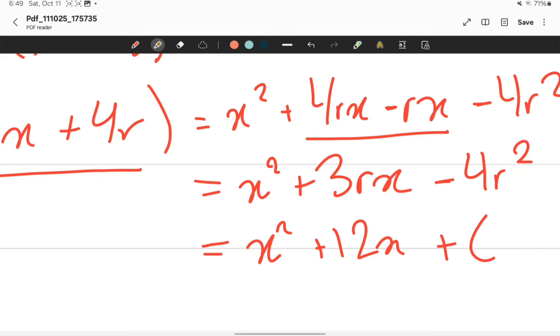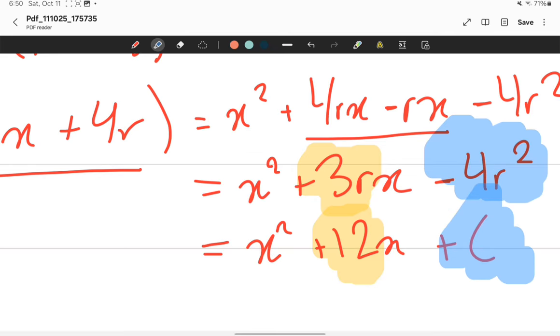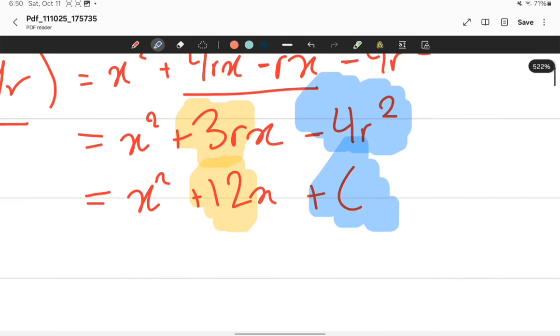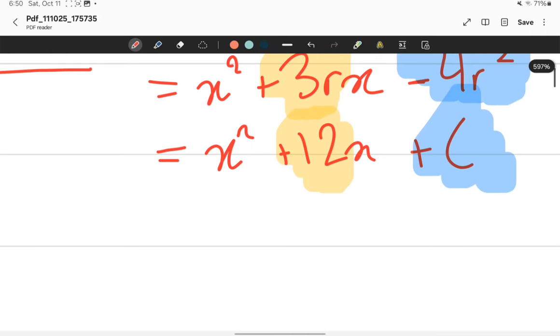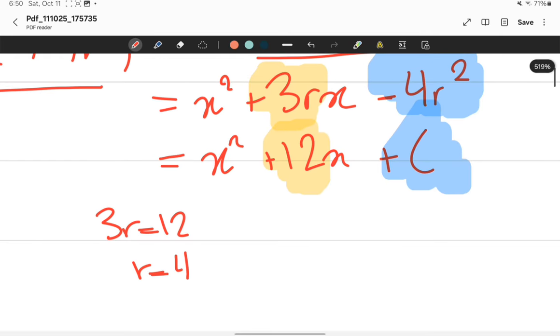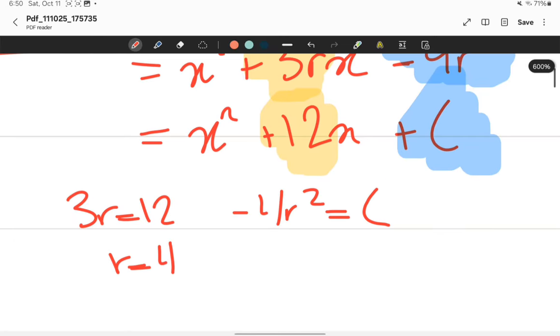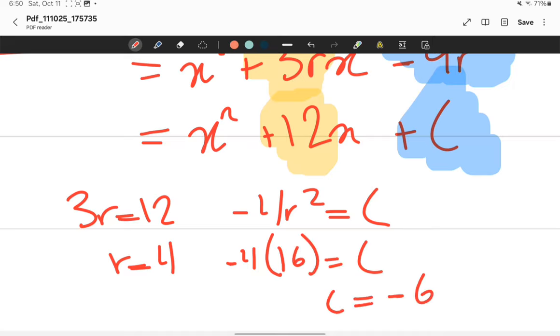Okay, and now you're going to want to compare these parts. So 3r is equal to 12. And here, this minus 4r squared is the same as c. Okay, so now really easy. You just put them equal to each other. So 3r is equal to 12, so you get r is 4. And now you put minus 4r squared equals c. Substitute r, since we know it now. It's minus 4 times 16 equals c. So you get c is minus 64.